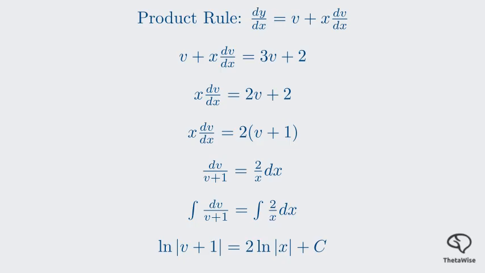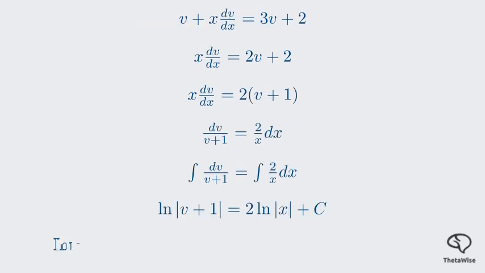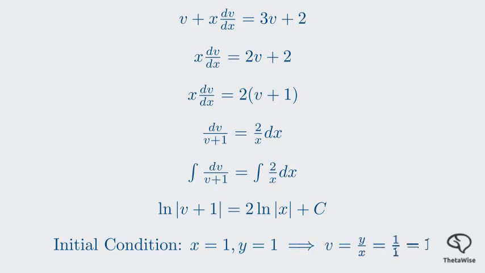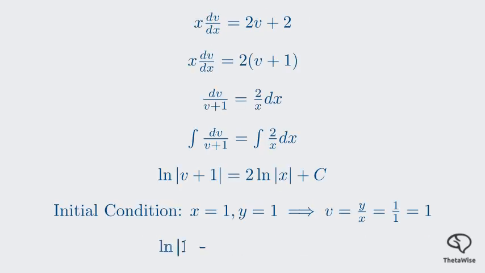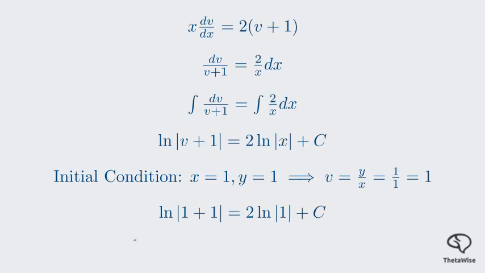A common mistake here is to solve for v or y first. It's often easier to find c at this point. When x equals 1 and y equals 1, v is y/x, which is 1/1, or 1. Substituting x = 1 and v = 1, we get ln 2 equals 2 ln 1 plus c. Since ln 2 equals c, we find that c equals ln 2.